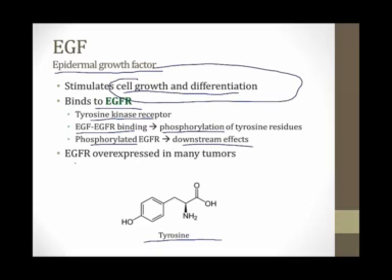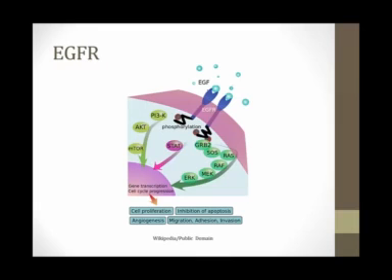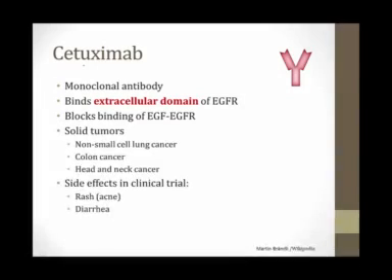And it turns out that the EGFR is overexpressed in many tumors, and therefore it is a target for therapy. And here's a picture just to help this stick in your mind. So EGF molecules will bind to the EGFR. That will lead to phosphorylation of tyrosine amino acid residues on the EGFR, and that will lead to the downstream effects of the receptor. Cetuximab is a monoclonal antibody that binds to the extracellular domain of the EGFR, and in doing so, it blocks the binding of EGF to EGFR and prevents activation of the EGF system.